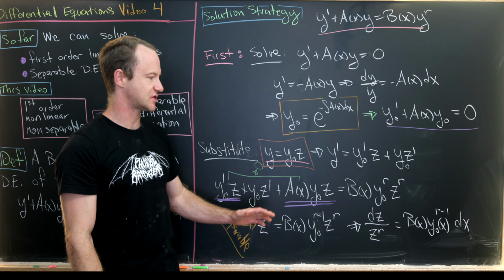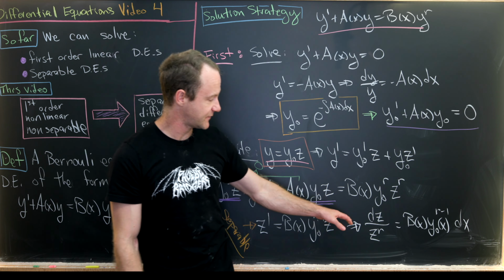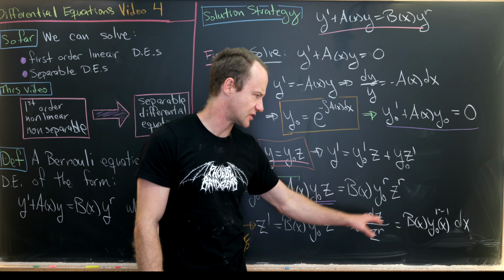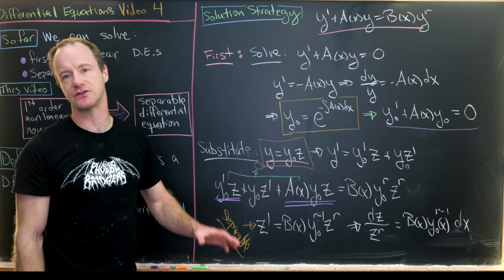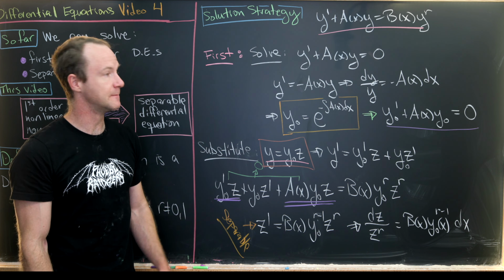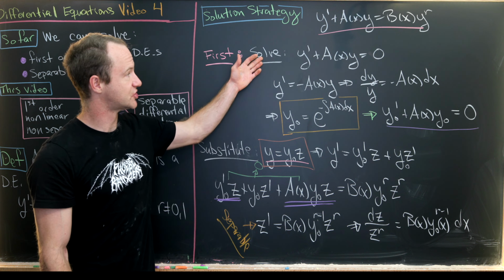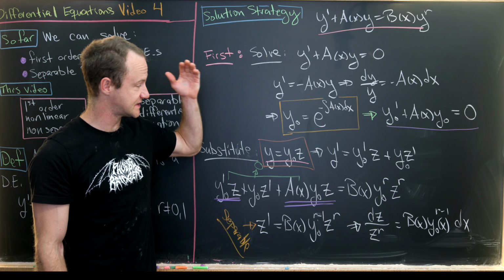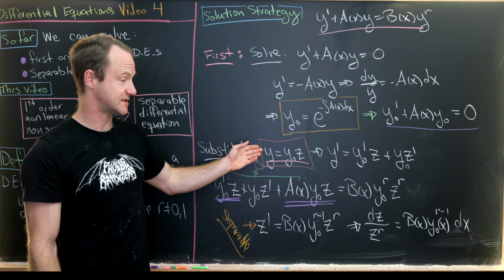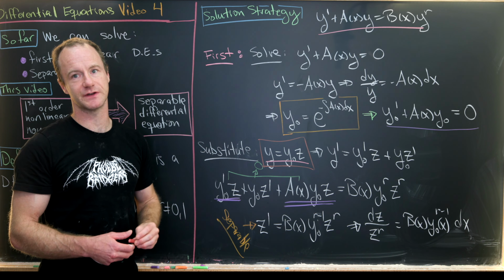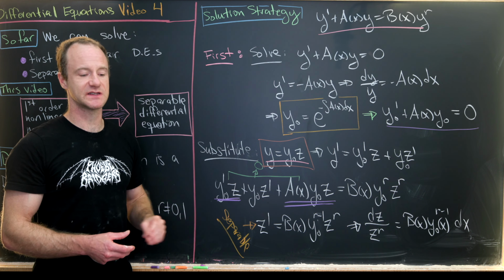So like I said, that's our solution strategy. I guess if you're really interested, you could write down z in terms of r and some crazy antiderivative, but I don't really think it's worth it. I think maybe the best idea is just to think about this as a flow chart. Solve the associated homogeneous differential equation, make this substitution, solve the remaining separable differential equation. Okay, let's look at some examples.